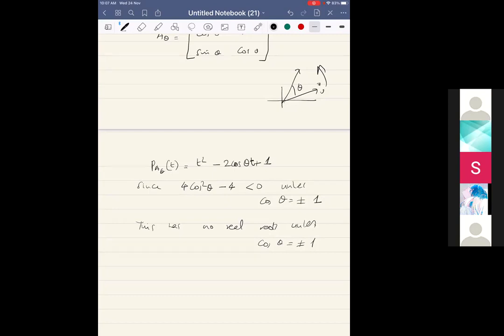So this corresponds to the fact that geometrically you see that this linear map from R2 to R2 only has an eigenvector if it's the identity or minus the identity. This corresponds to the geometric fact that the linear map A hat theta has no eigenvectors unless theta is 0 or pi.